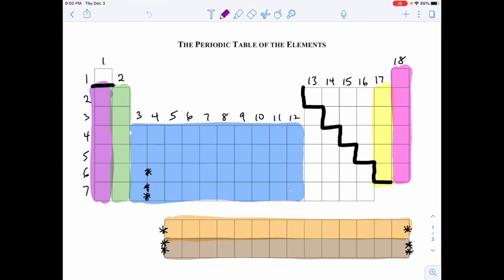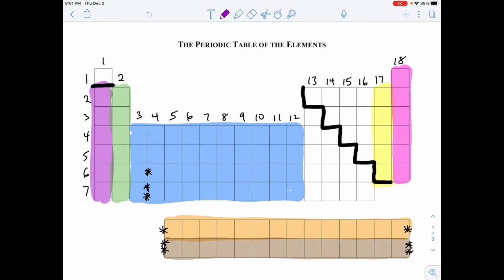Hello, ladies and gentlemen. What I'm going to have you do in this short video is label other areas of the periodic table. We're going to learn about the properties of these elements in these areas next class. But for now, I just want you to be able to label a blank periodic table so that you can know these particular areas.